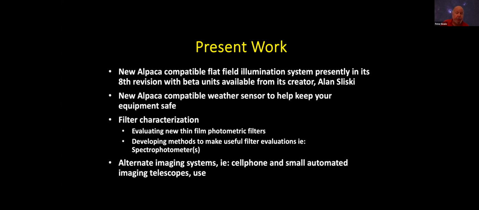So we're evaluating new filters, developing methods to make filter evaluations, i.e. using spectrophotometers. A lot of talk also in our group about alternate imaging systems. There's been a few threads about how to use your cell phones, and actually not bad variable star results off of using cell phones. And there's also been a lot of discussion on using the automated imaging telescopes like the Unistellar telescopes and hopefully soon the ZWO telescopes. So we're here to talk to you about systems and how to use them, how to make them better, and design your own if you wish. Next slide.